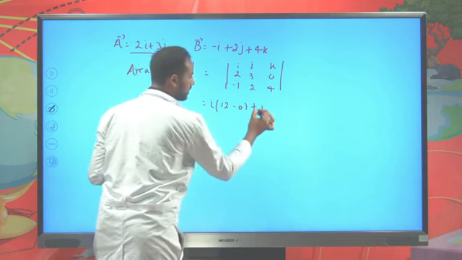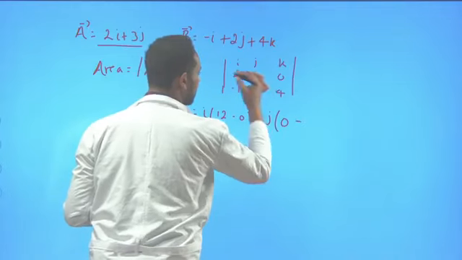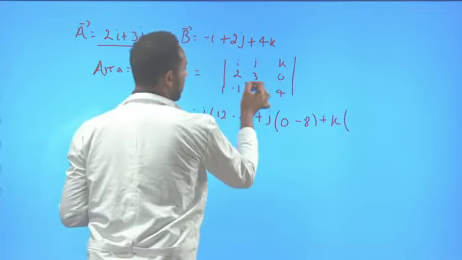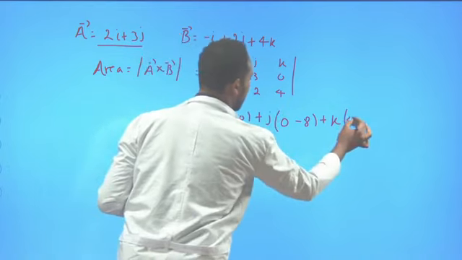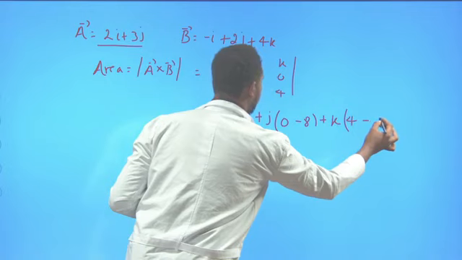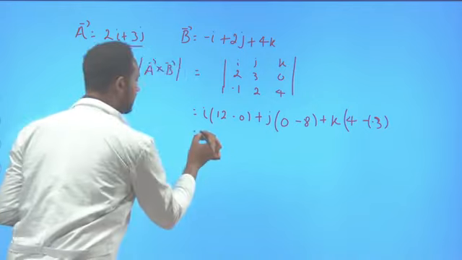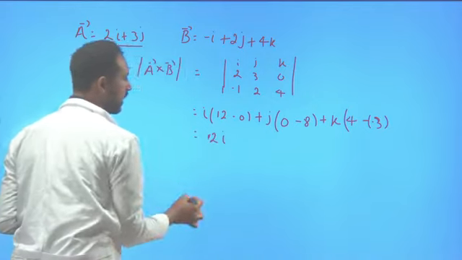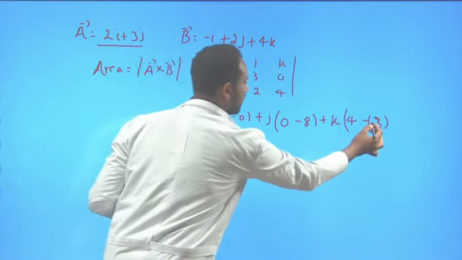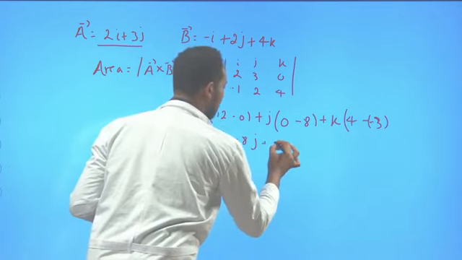For j, first you take k: 0 times minus 1 is 0, minus 4 times 2 gives you 8, plus k. If you eliminate the row and column, 2 times 2 gives you 4, minus 3 times minus 1 gives minus, negative 3. Therefore, this gives you 12i, minus 8j, and plus 7k.